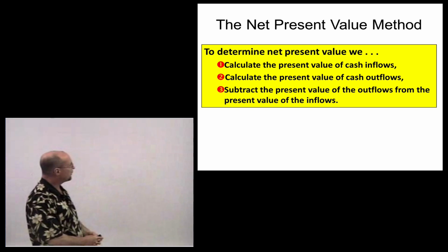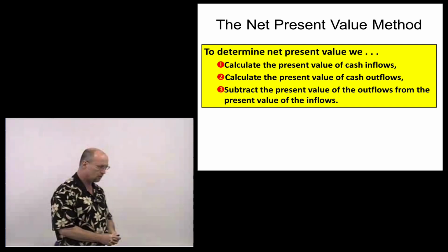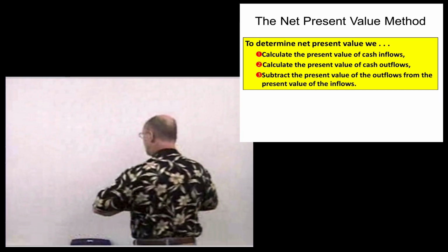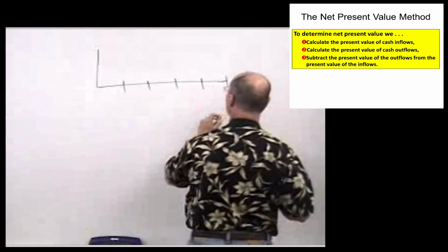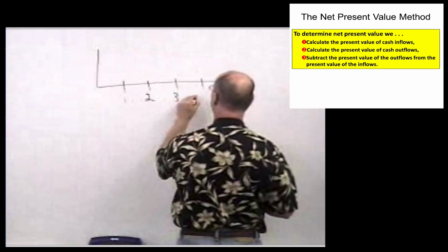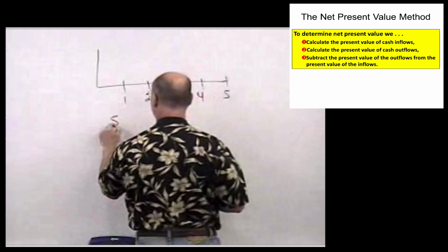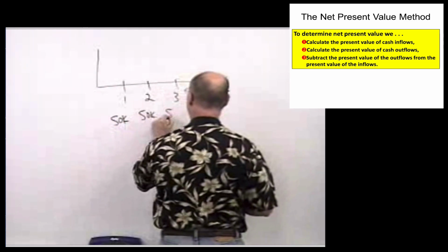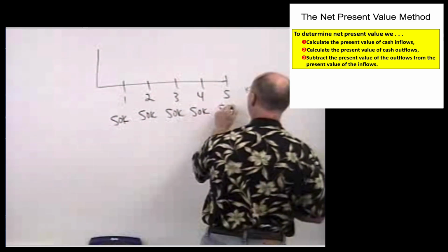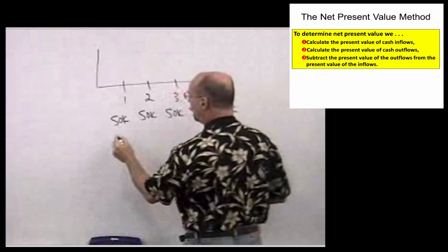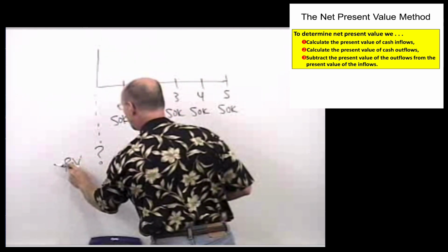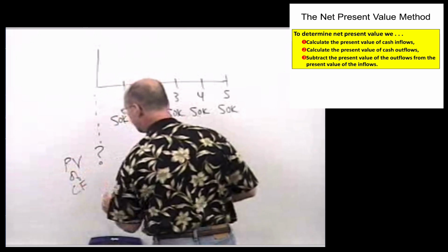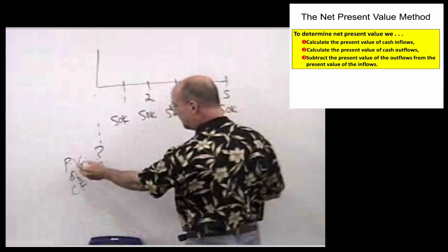The net present value method. First, identify your cash inflows. For example, I'm just making up numbers here. If this is a 5-year investment, and each year I think the cash flows would be $50,000, what is the value right here at the present moment? What is the present value of these cash flows?